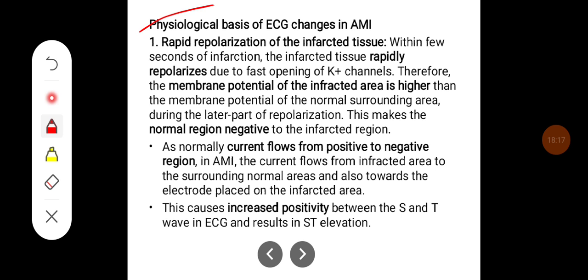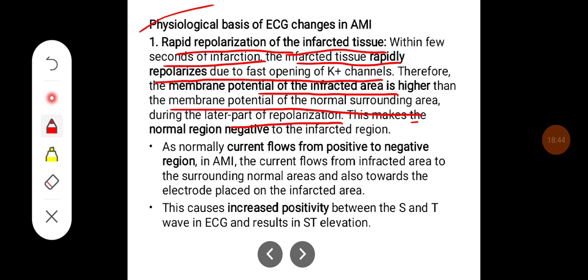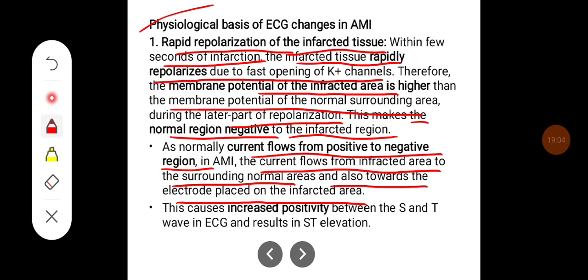Physiological basis of ECG changes in acute MI. There is a rapid repolarization of the infarcted tissue. Within a few seconds of infarction, the infarcted tissue rapidly repolarizes due to the fast opening of potassium channels. Therefore, the membrane potential of the infarcted area is higher than the membrane potential of the normal surrounding area. During the later part of the repolarization, this makes the normal region negative to the infarcted region. As normally current flows from positive to negative region, in acute myocardial infarction the current flows from the infarcted area to the surrounding normal areas and also towards the electrode placed on the infarcted area. This causes increased positivity between the S and T wave in the ECG and results in ST elevation.